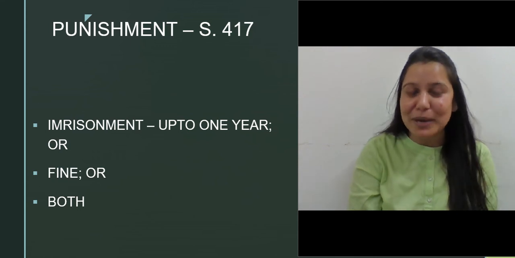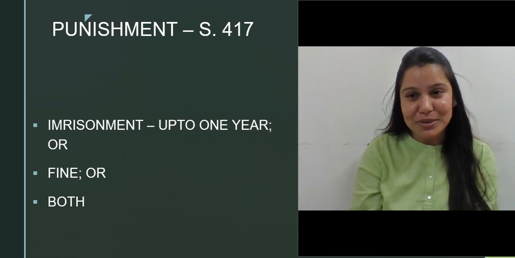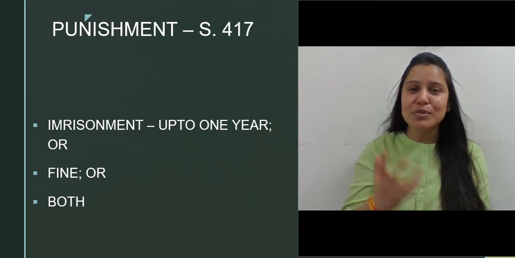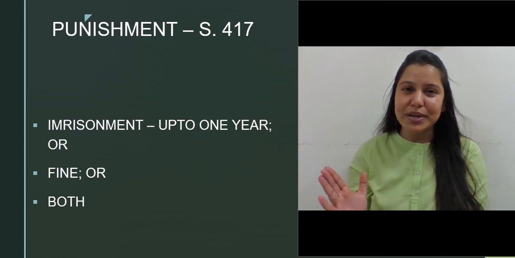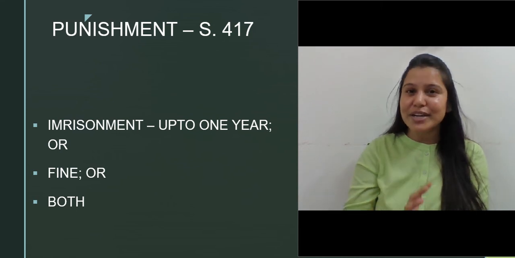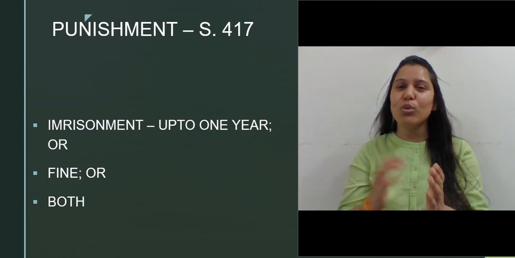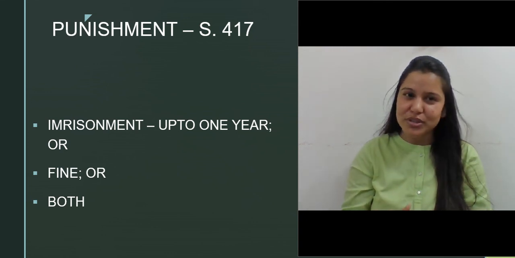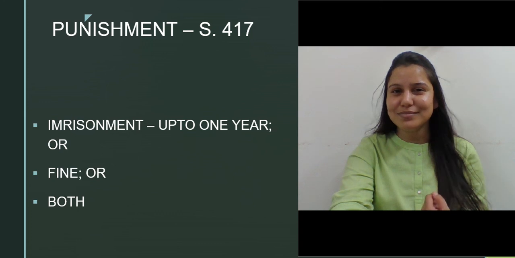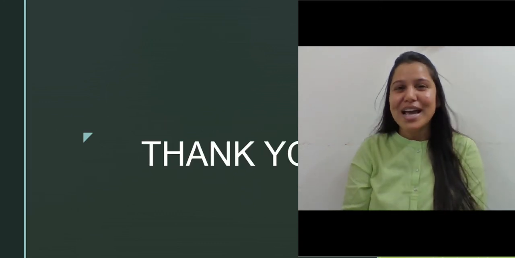Now let's move on to the punishment. The punishment is defined under section 417 of the Indian Penal Code, and the imprisonment for the same is up to 1 year, which means the maximum is 1 year, the minimum could be anything, or fine. Fine is an option, or with both, right? With imprisonment, or with fine, or with both. So this is the punishment which is provided for the offense.